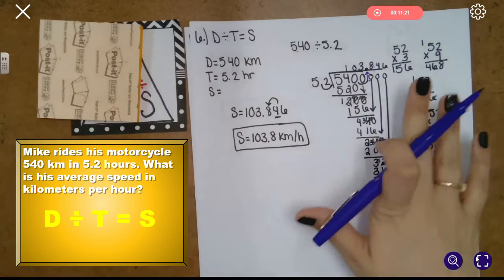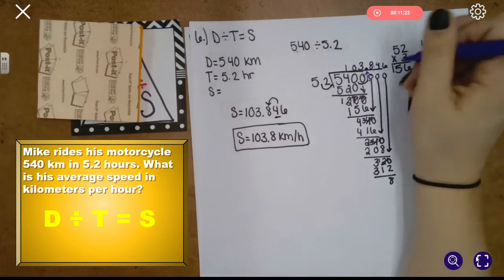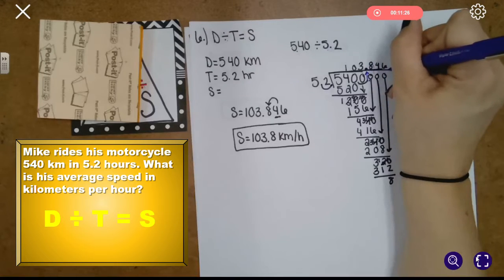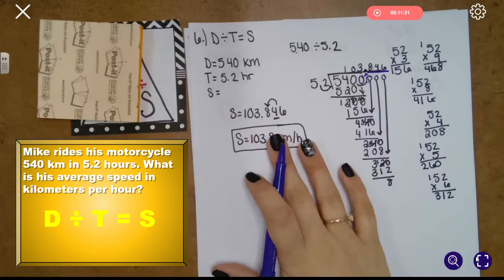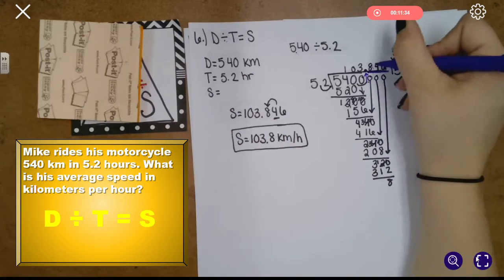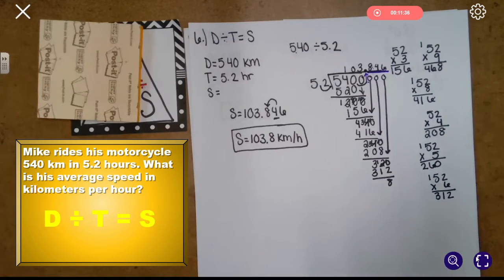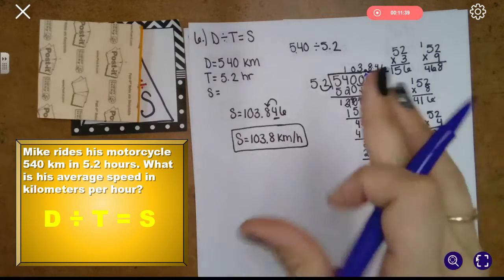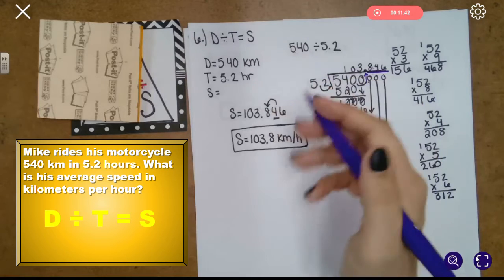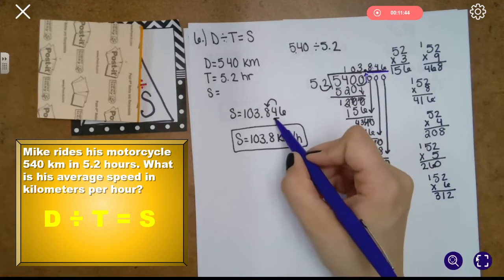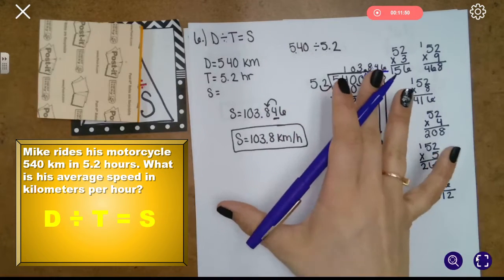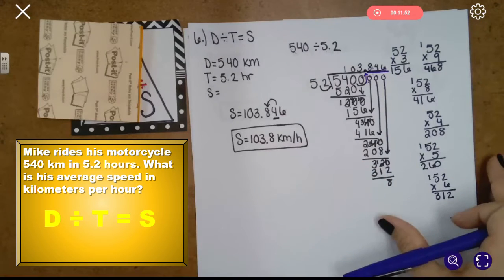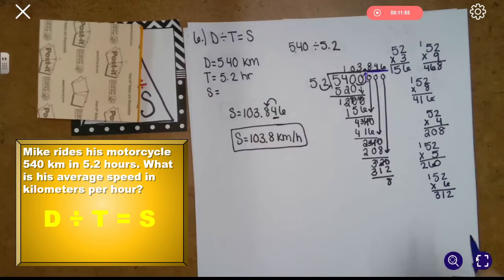When you get a problem like this where you think it's going to keep going, I want you guys to try it, at least go out 3 times and stop. So at least divide it out till it's 3 places after the decimal point, and then you can stop. All right? But like I said, we're going to round to 1 place after the decimal point. So this is a 4, which is going to make our 8 stay an 8. So your speed is going to be 103.8 kilometers per hour. So that one took a little bit of time, but it's pretty easy.